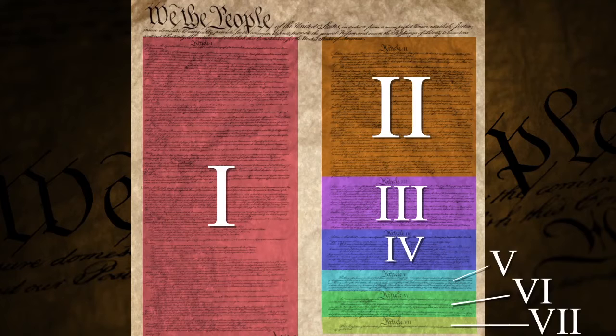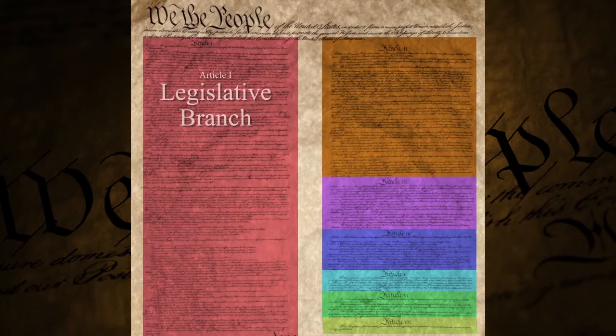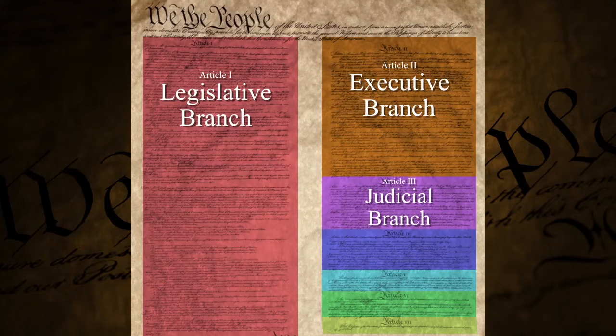And each one of these parts, I didn't know this when I started this 3 years ago, I had no idea, but each one of those parts has a specific subject. Article 1 is the legislative branch, and we're going to talk about each of these more specifically a little bit later. Article 2 is the executive branch. Article 3 is the judicial. Article 4 are the states.